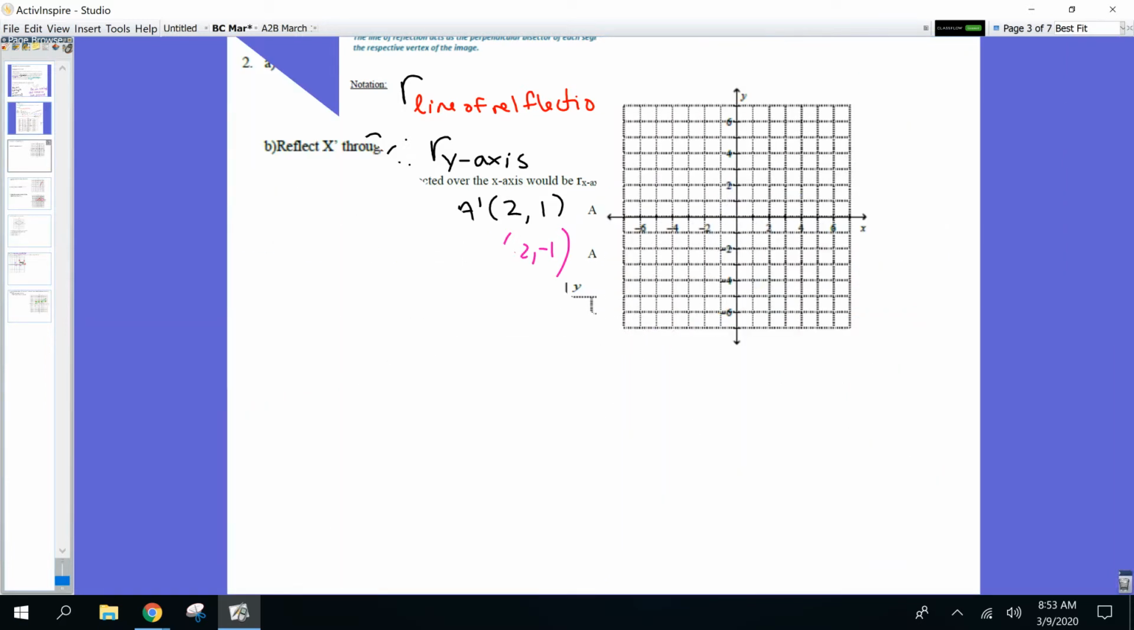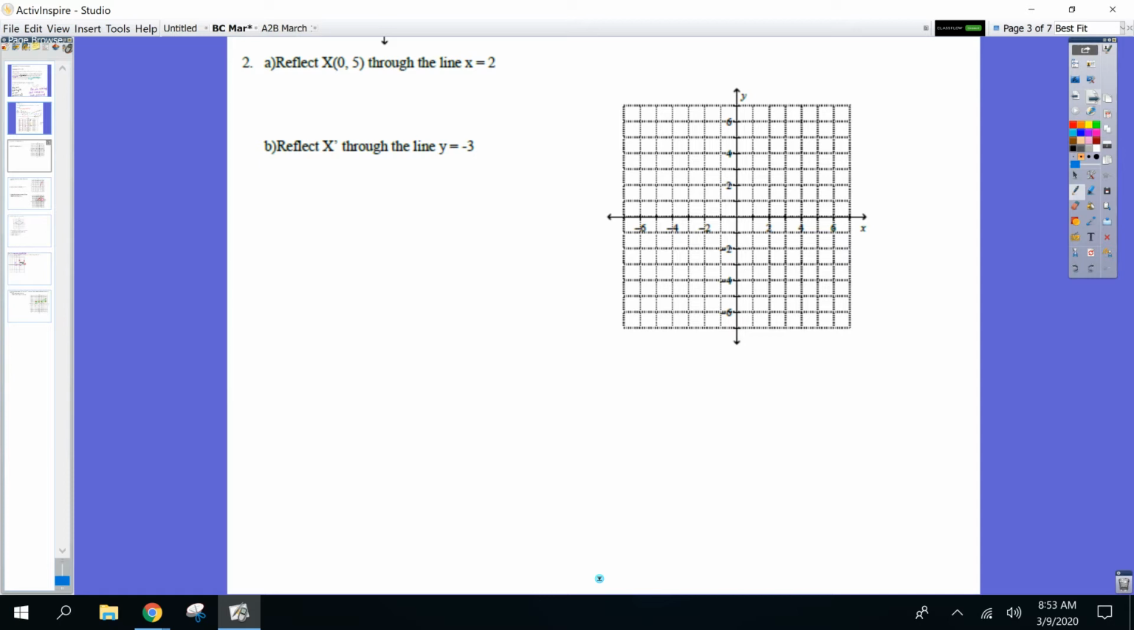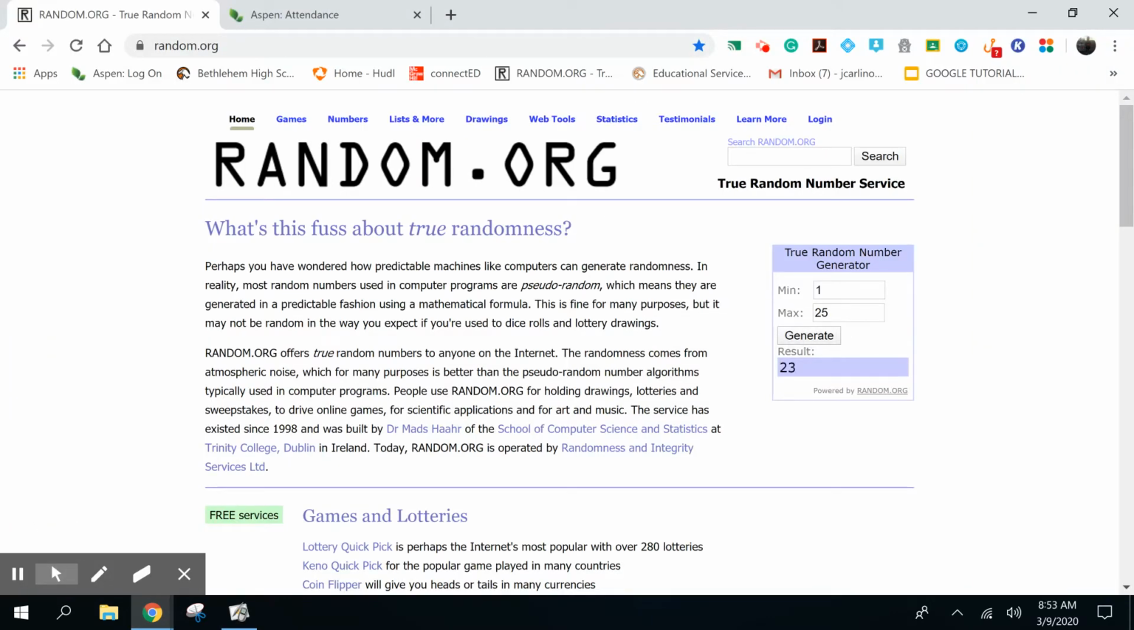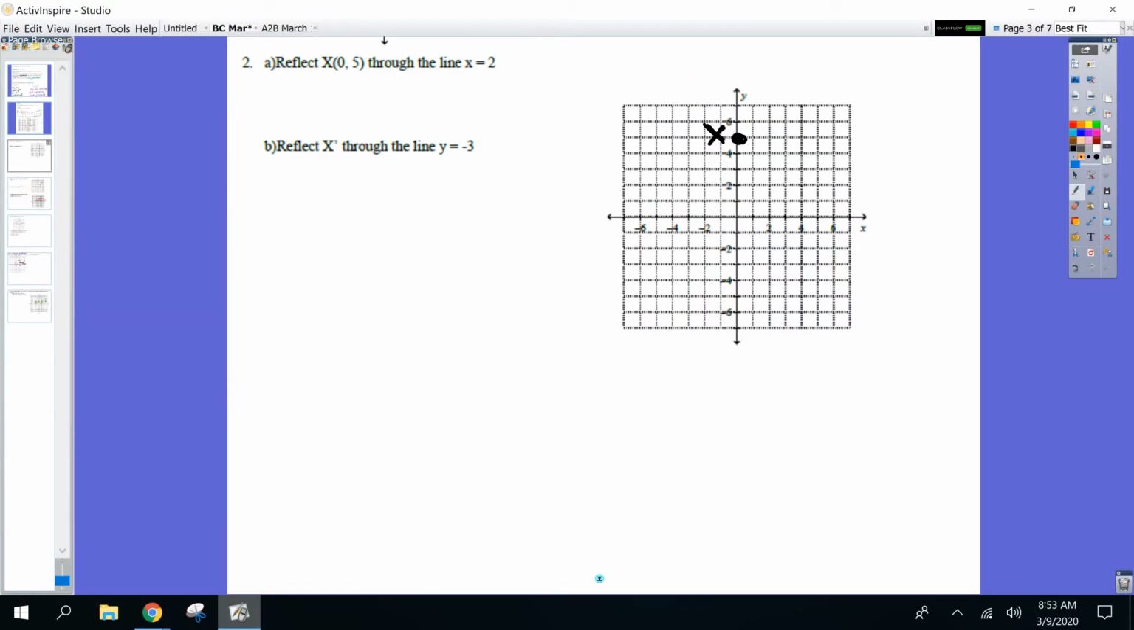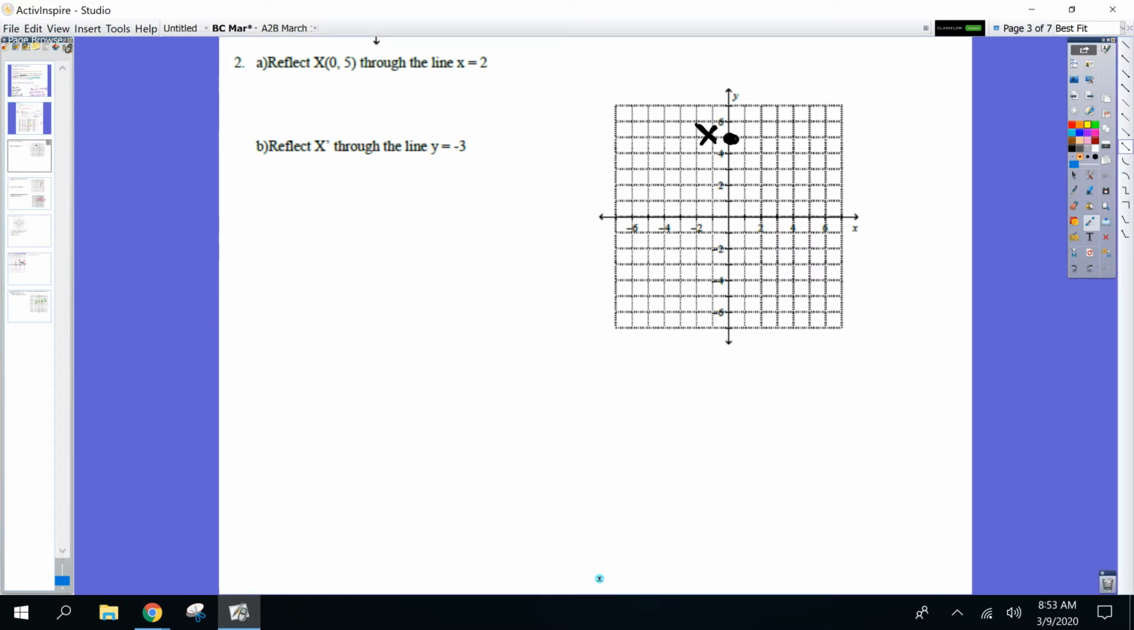All right, another one here. Take 0, 5. Where's 0, 5, by the way, before I lose it? X or Y axis? 0, 5 is on the Y axis. Hi, I'm 0, 5 right here. Reflect it through x equals 2. What type of line are you going to reflect it over? X equals 2. A vertical line going through 2 right there. There it is.